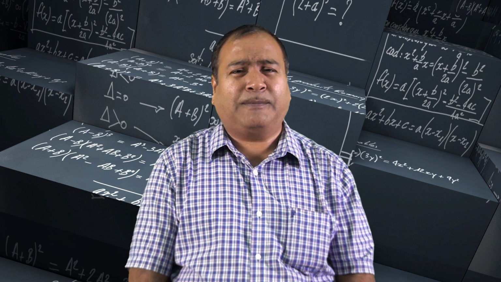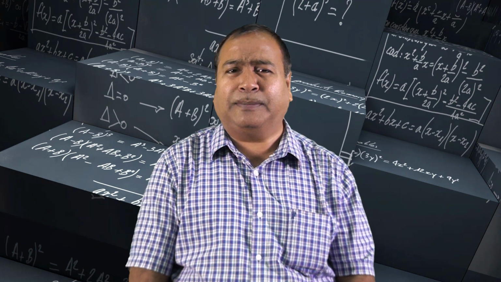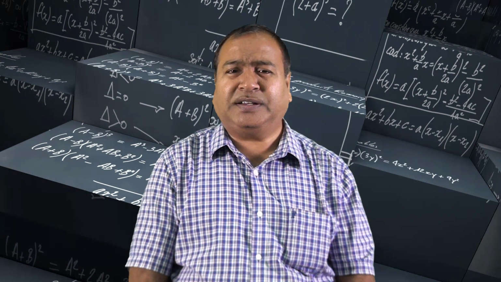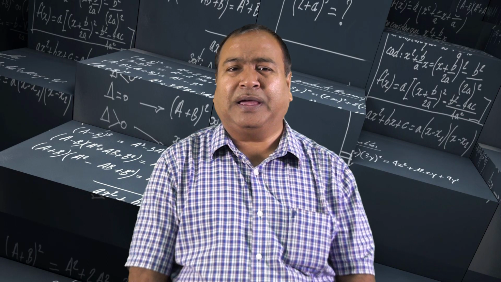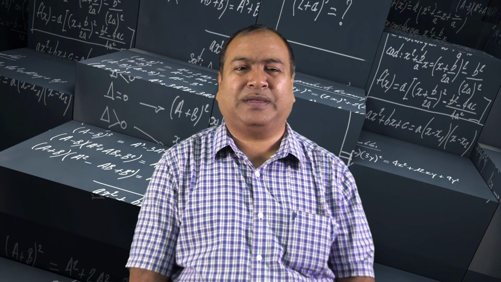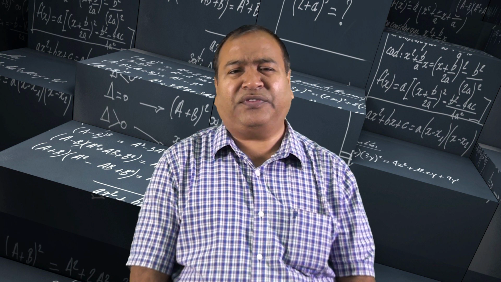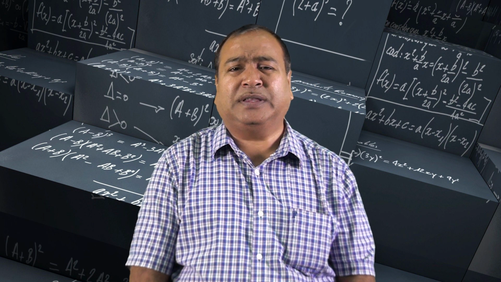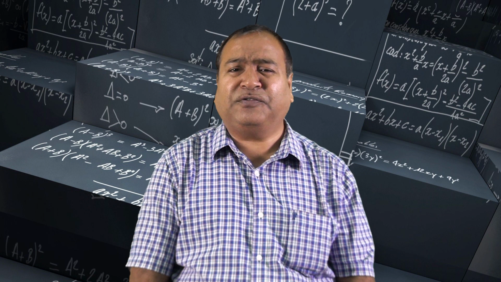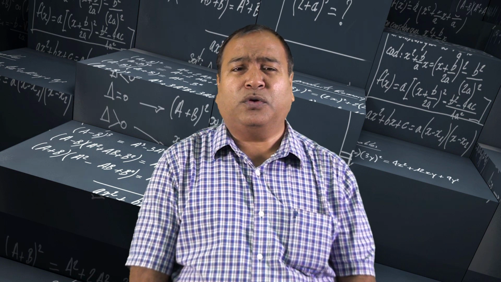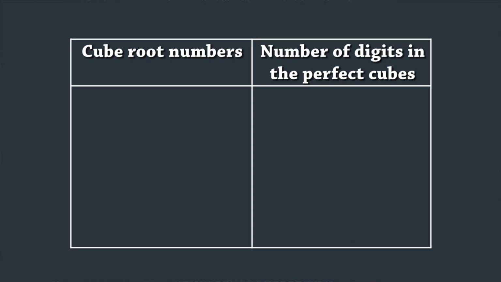Here we note that if in the prime factorization of any number, each factor appears 3 times, then the number is a perfect cube. The following table gives an interesting fact about the number of digits in a perfect cube number whose cube roots are from 1 to 100. Let us observe the table.